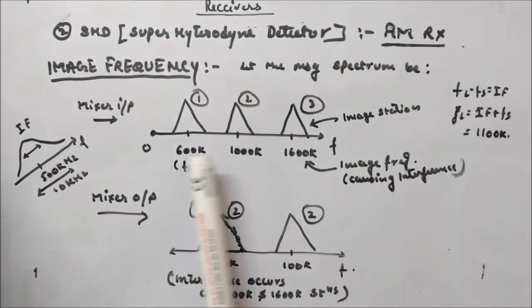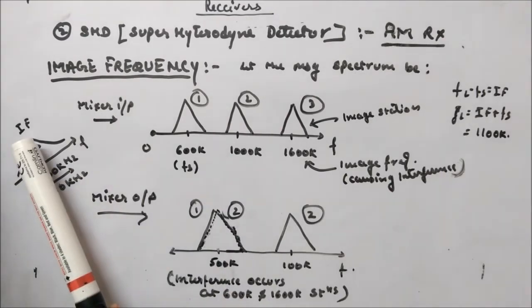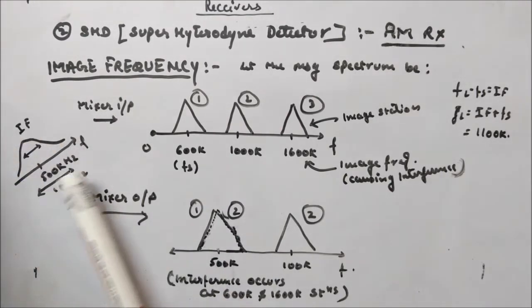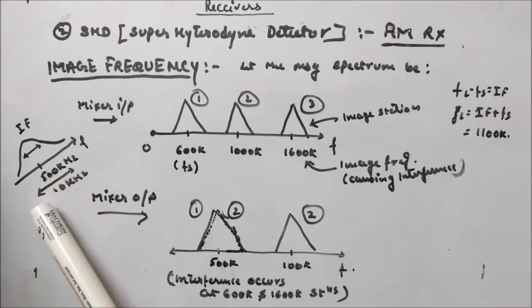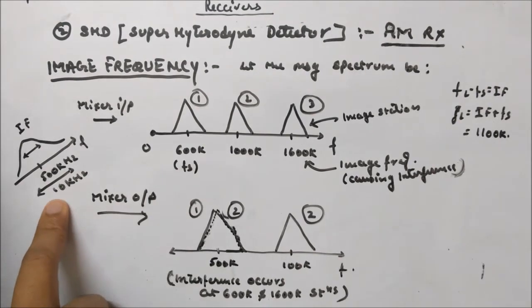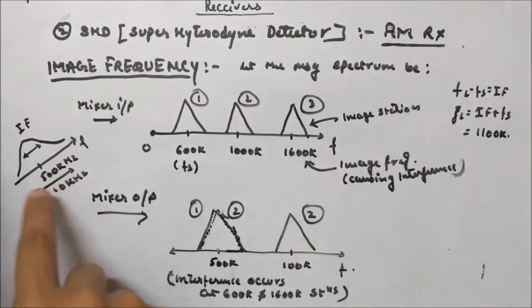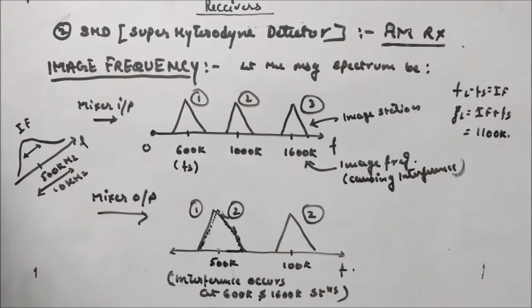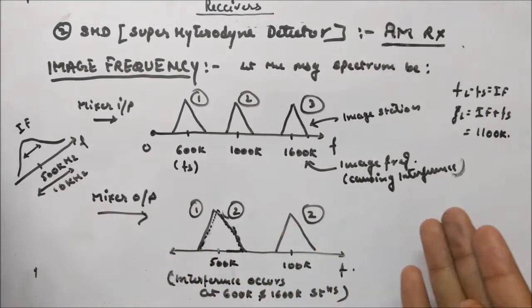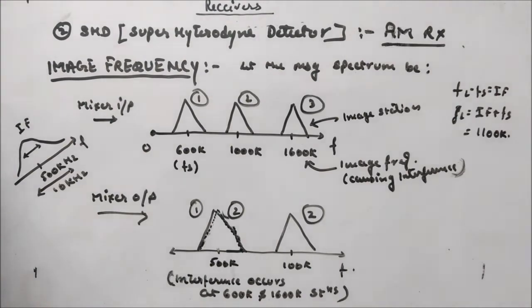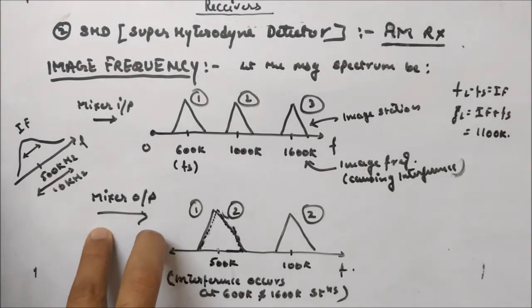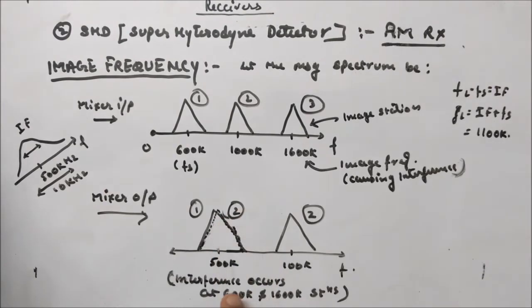So now what happens, let's say your IF amplifier response looks like this, which means it has a center frequency of 500 kilohertz and a bandwidth of 10 kilohertz. Okay, let's say. So at the output of the mixer you will want the response to be centered at 500 kilohertz. So how will your mixer output come, it will come like this.